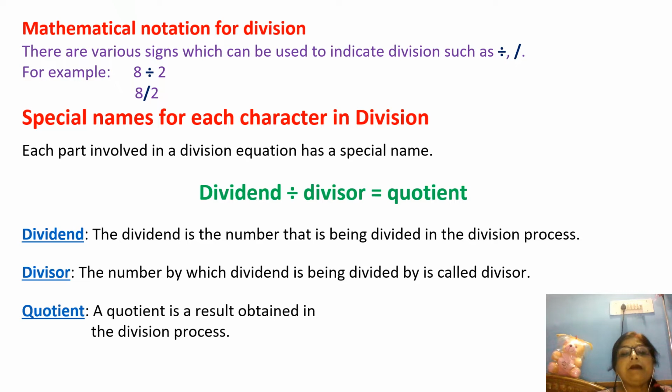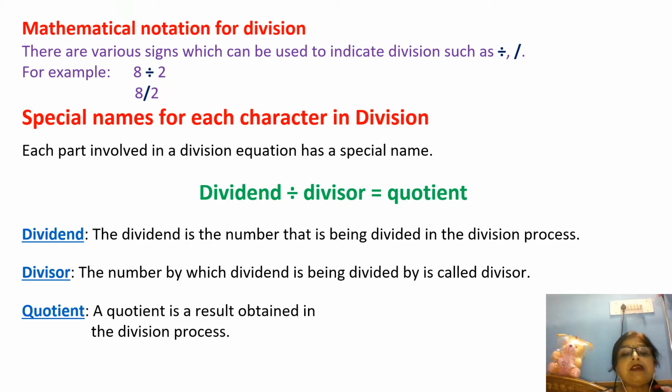Students, now the mathematical notation for division. There are various signs used to indicate division, such as this one and this one. These are all notations through which we indicate division. There are signs which indicate addition, subtraction, and multiplication. In the same way, this is the sign of division. For example, this is 8 divided by 2. It is also a sign of division, and 8 by 2 is also a sign of division.